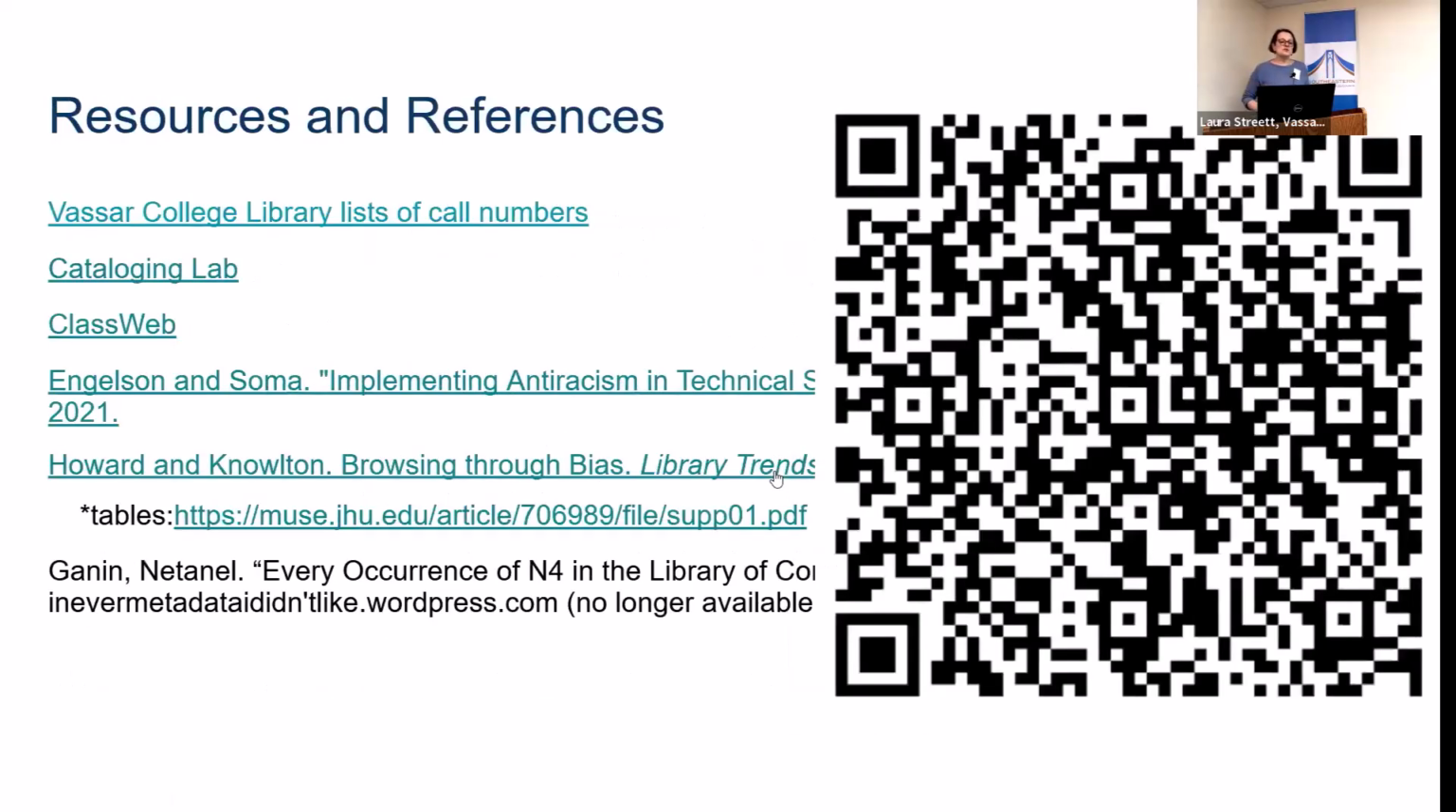All right, so these are the resources and references. My list of call numbers and the original Ganin list of call numbers are in there. The link to the cataloging lab is really a great thing to check out. We used ClassWeb to make sure we were doing the right thing with updating our cutter numbers. The QR code goes to the Vassar College Library lists. And I think that's it.